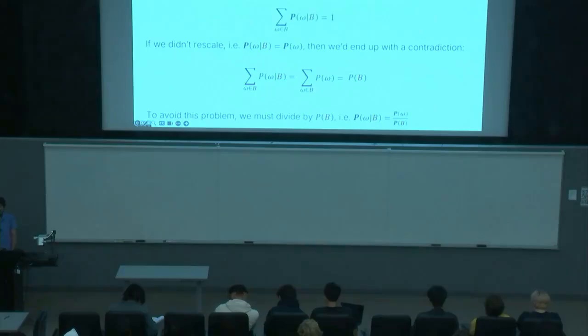So we know that if we were to sum all these conditional probabilities, it must be 1. Let's imagine we were lazy and we did not rescale. We just said the probability of omega given that B is true is just the probability of omega. If you sum them all up, you would get P of B, right? But that doesn't match what we said. This is a contradiction. We said the conditional probabilities have to sum to 1, but here we got P of B. So how do we fix that? Well, we have to divide the individual probabilities by P of B. This is the more abstract argument that also helps.